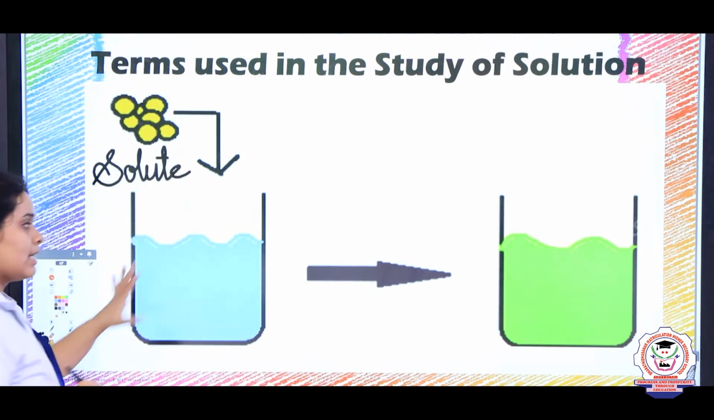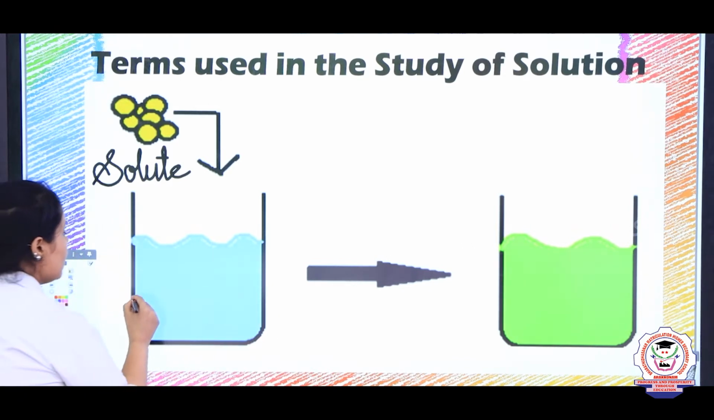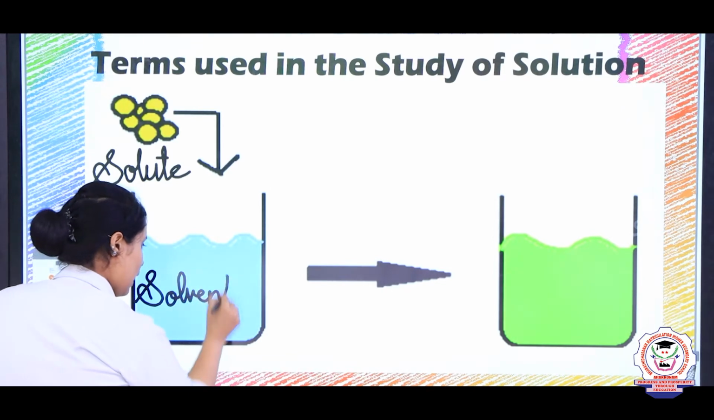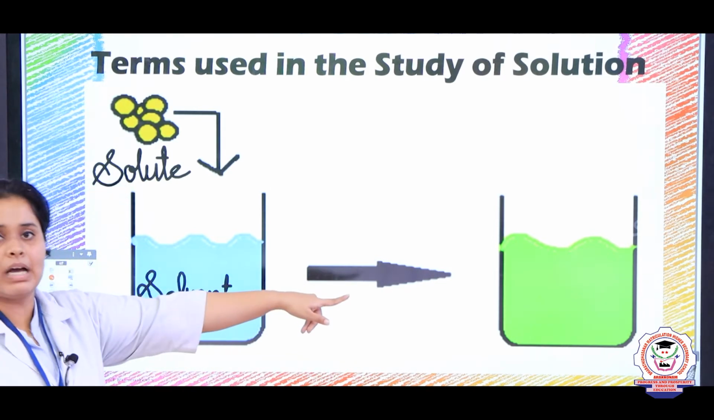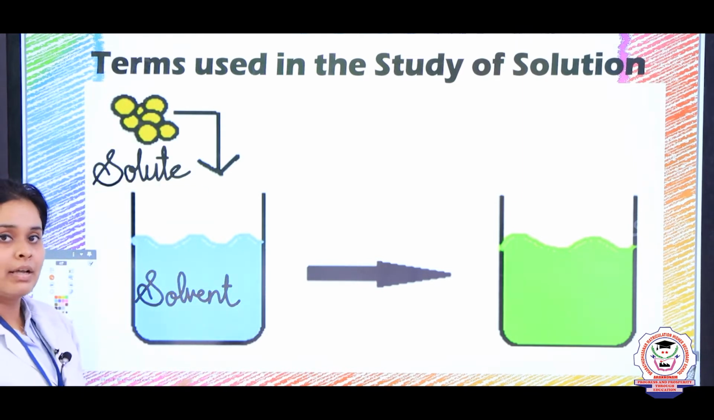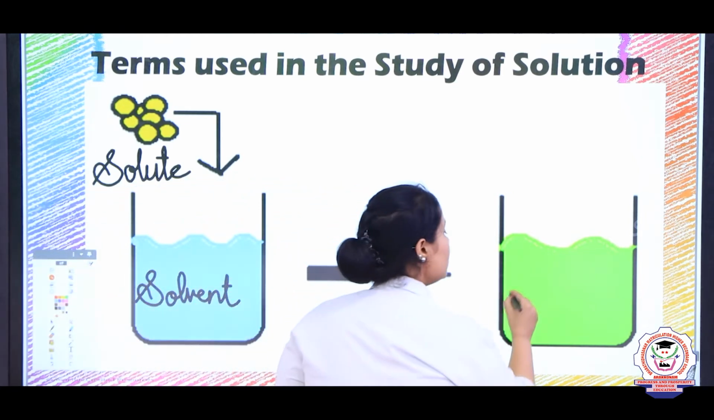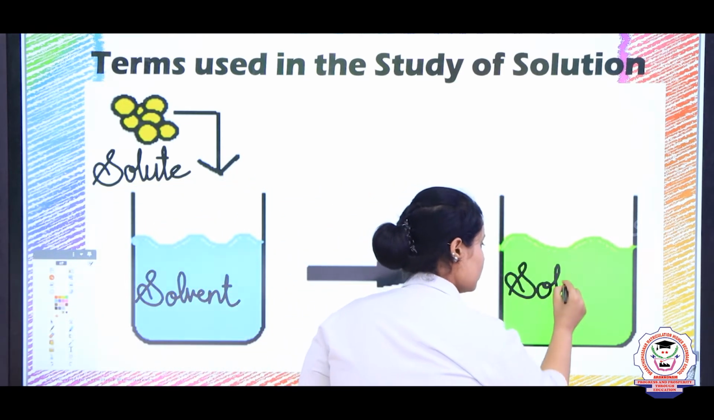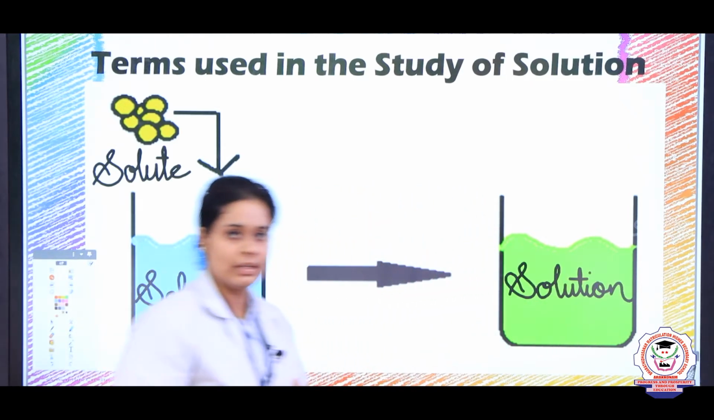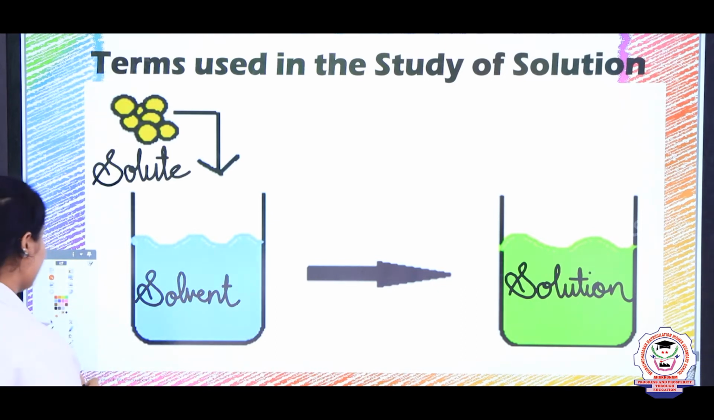In the same way, it is added in a liquid which is in larger amount, so this will be known as a solvent. And what is there green in color? Yeah, due to the adding of solute, the color has been changed and it is completely dissolved, right? So this is known as a solution. Okay? Yes, very good, children. This is the basic concept about the solutions theory. Okay?